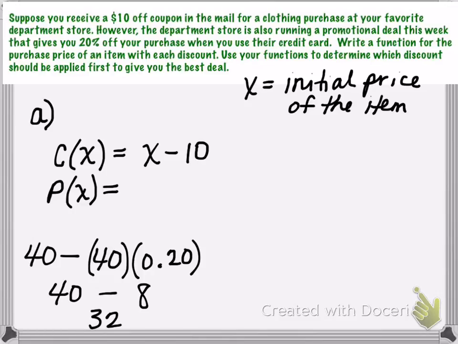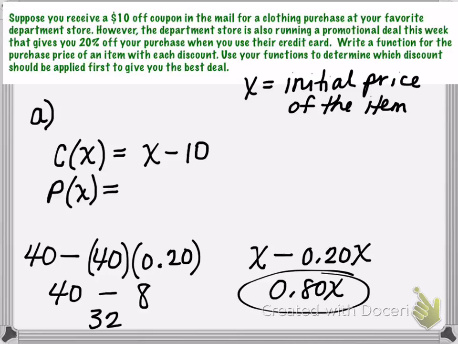So if you generalize what we just did, if the initial price of my item was X dollars, I'm going to have to subtract off the discount, and the discount is 20% of X. Then that looks like X minus 0.2X, which if you simplify gives you 0.8X. That should make sense to you because if you're getting 20% off, then you're going to be paying 80% of the original price. So if you use the percentage, then our function would be 0.8 times X.